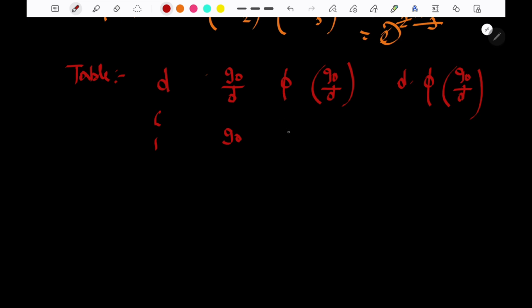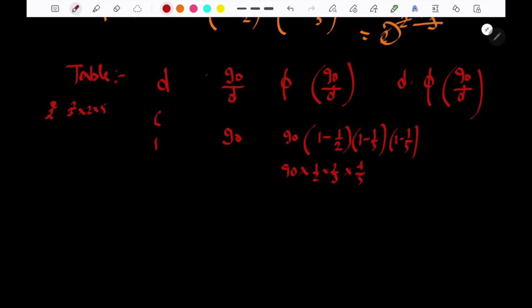How do we calculate? So this will be phi of 90 by d, that is phi of 90. 90 can be written as 18 into 5, that is 3 square into 2 into 5. So basically 90 times 1 minus 1 by 2, 1 minus 1 by 3, and 1 minus 1 by 5. So this will be 90 times 1 by 2, 2 by 3, and 4 by 5. Done. So this will be 24. Now what does this mean?